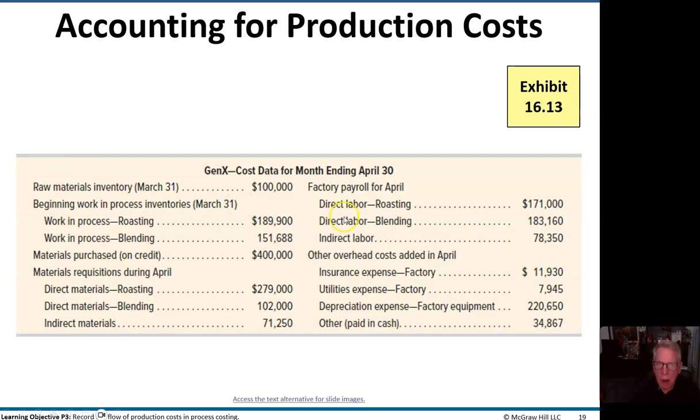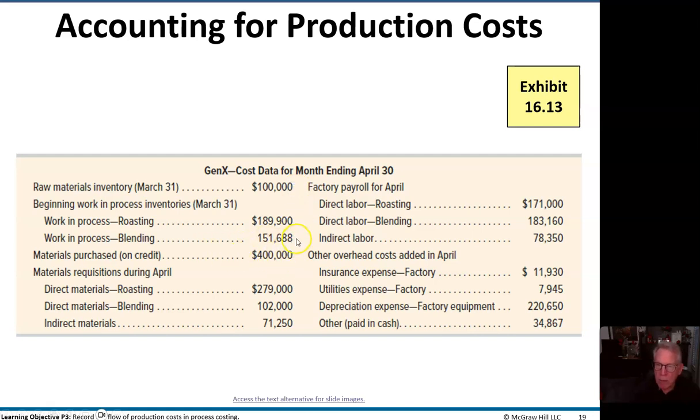All right, so now here is our cost data for the month ended. Our raw materials inventory at the beginning of March, or the end of March, I should say. Our beginning work in process inventories. We have roasting and blending. So these numbers you'll recognize, the 189,900, and the raw materials, of course, of 100,000.